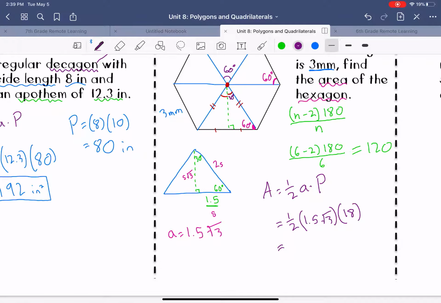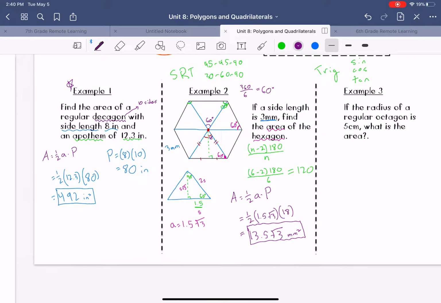So now I'm going to leave this in simplest radical form. If you have a 30-60-90 triangle or a 45-45-90 triangle, you should always use special right triangles, and you should always leave your answer in simplest radical form. So in this case we're going to do 1/2 times 1.5 times 18, and that will give us 13.5 root 3 millimeters squared. And there's our answer using special right triangles.